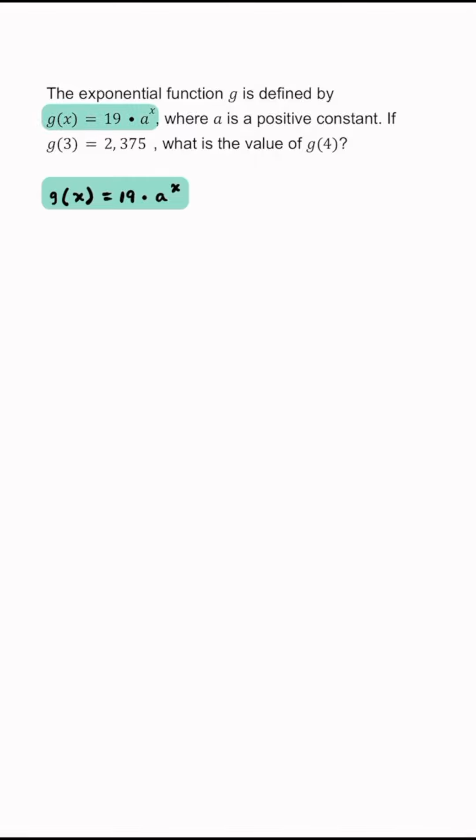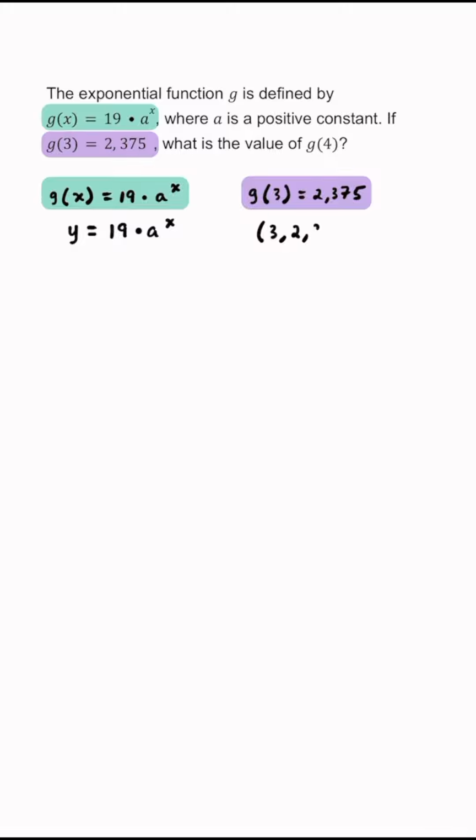So we're given this exponential function, and we're also told this specific scenario. While function notation can be a little bit tricky, you can also rewrite this and think about it as g of x being y. So y is equal to 19 times a to the x power. And when we see that g of 3 is equal to 2,375, we can also think about this as when x is 3, basically y is 2,375. So this is just a point that's on this exponential function. Given this specific information, we can go ahead and say that when x is 3, y is 2,375.